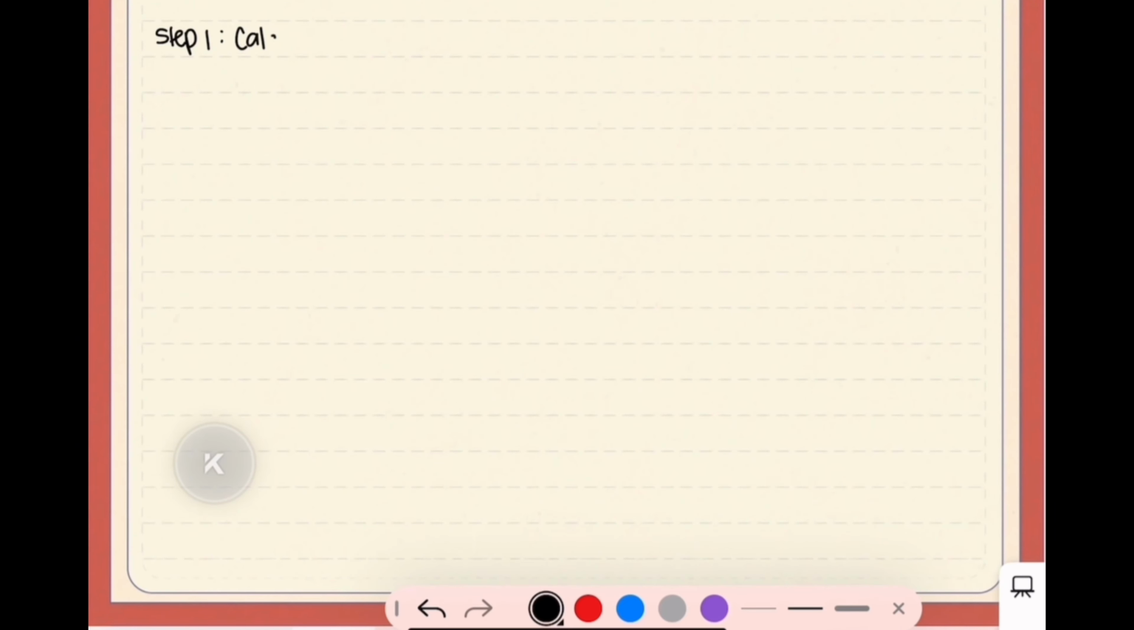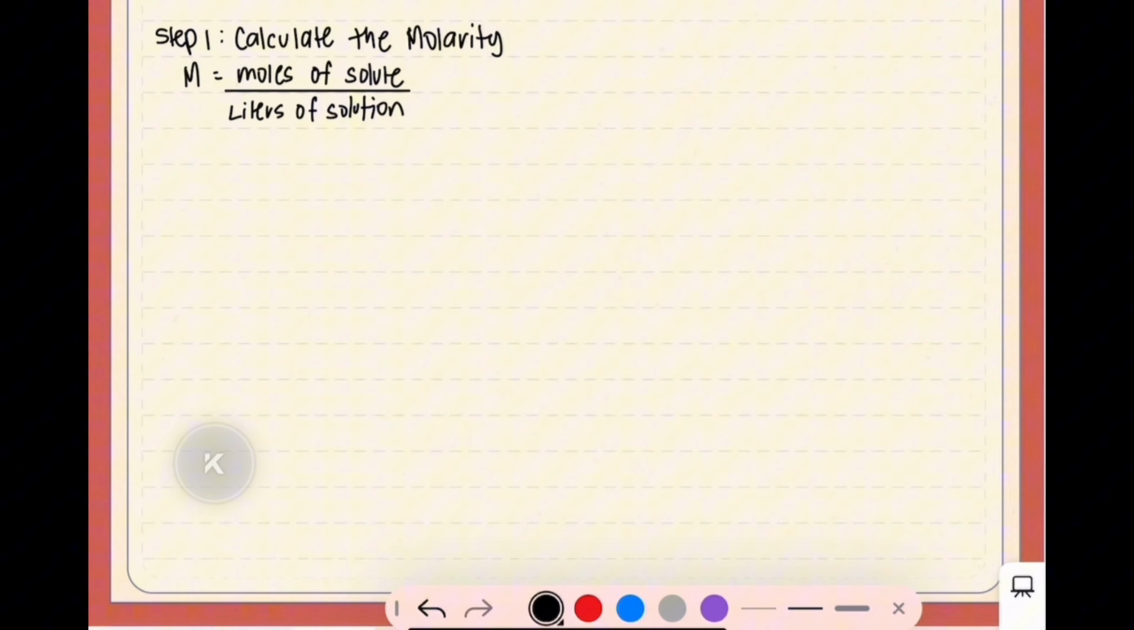Now, for the first step, we must always remember that in order to solve for Q or K in the given problem, the given values should be present in concentration or molarity. Notice that the givens are present in moles, so we have to calculate for their molarity. Molarity can be solved by the formula M is equal to moles of solute over liters of solution.